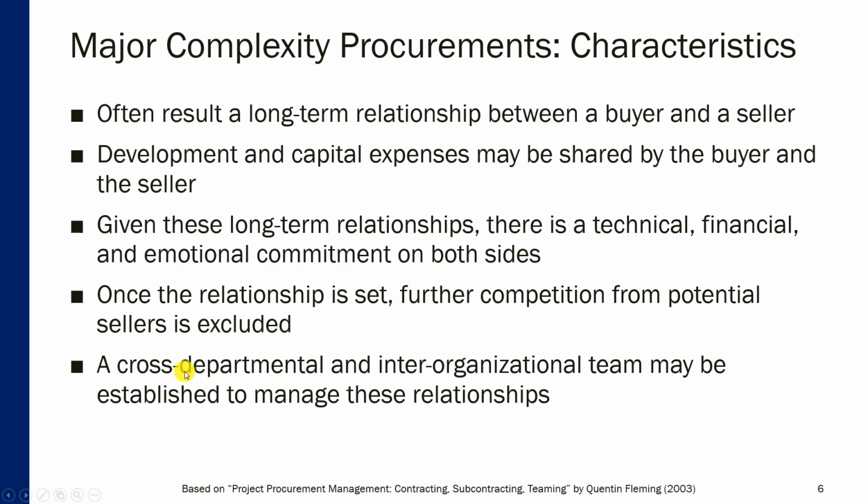Sometimes a cross-departmental or inter-organizational team, like some kind of steering committee, may be established to manage these relationships with representatives from both organizations. So they provide the necessary control, they're overlooking the execution of the contract, and also provide assistance, right? They provide some additional information, or maybe try to find additional resources within their organizations in order for this inter-organizational project to be a success.